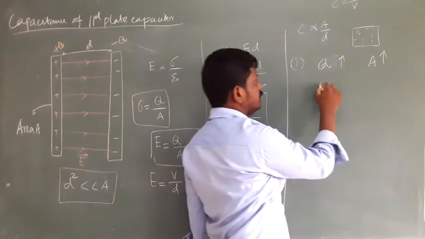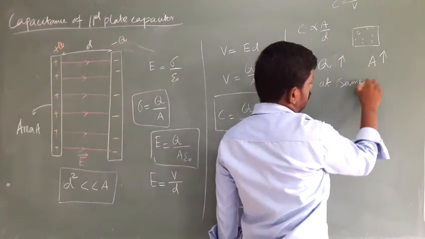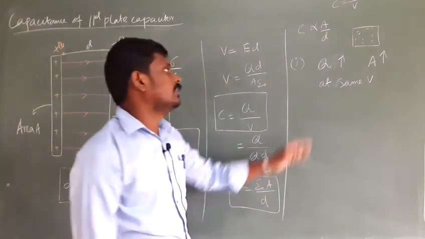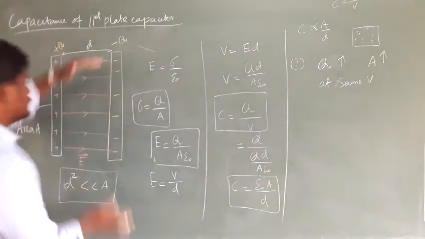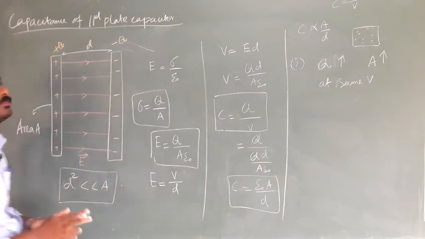So at constant, at the same potential, if we increase the area of cross section of the plate, a larger amount of charge is distributed on the plate.